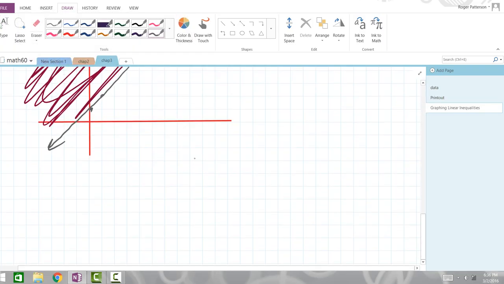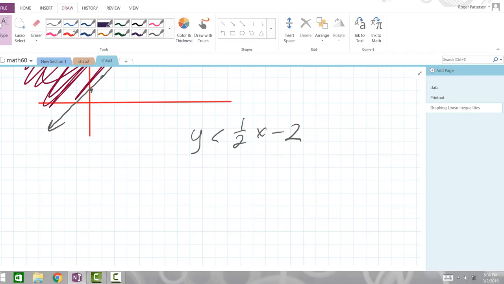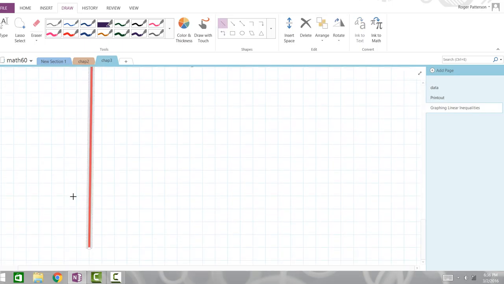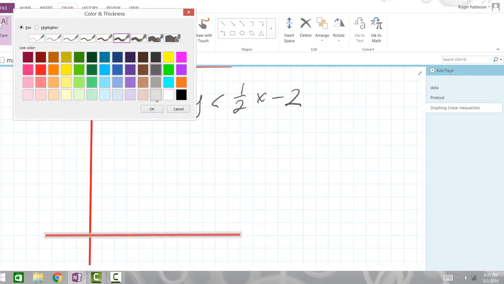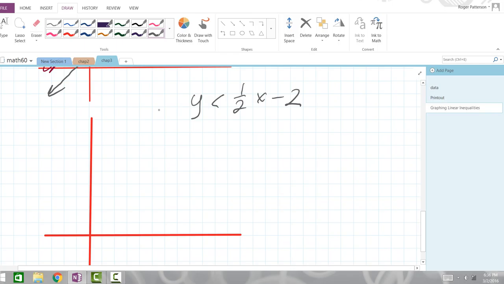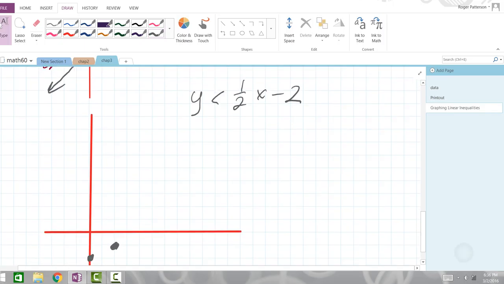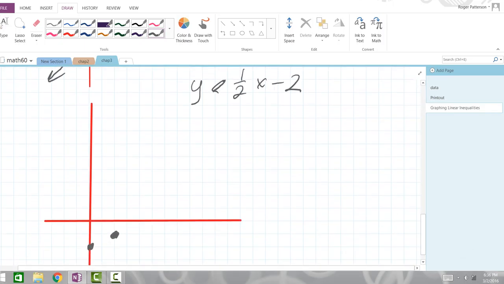Let's try some more. Let's go with y is less than 1/2 x minus 2. Okay, so we're going to graph this one. And graph it here. I'm going to put this down here. Okay, so my equation is y is less than 1/2 x minus 2. I go down to the y-intercept, which is -2. What's my rise? 1/2. There's my slope. Now, I have to be careful on this one because this is a less than.